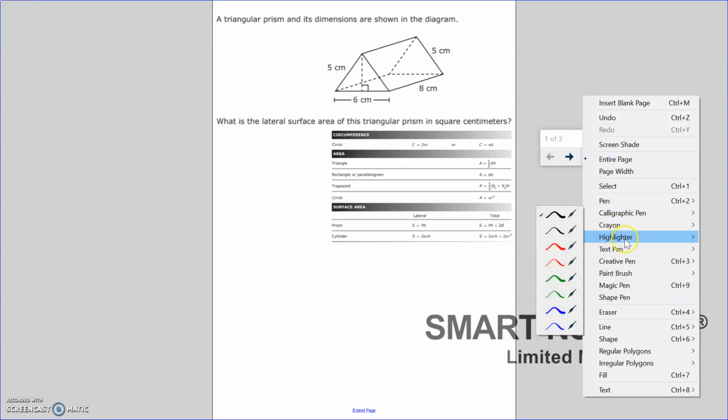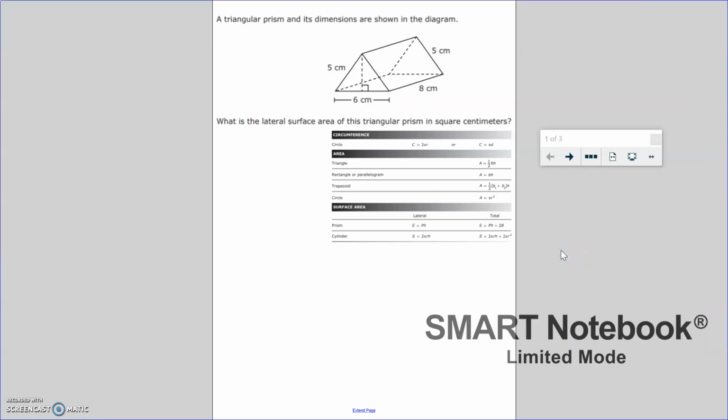So first let's highlight some important information. I know I'm looking for lateral surface area. Okay, that's the first thing. I know I'm looking for lateral surface area for a triangular prism. So if my shape is a triangular prism, that means that my base is a triangle. So remember, we shade and draw our base.